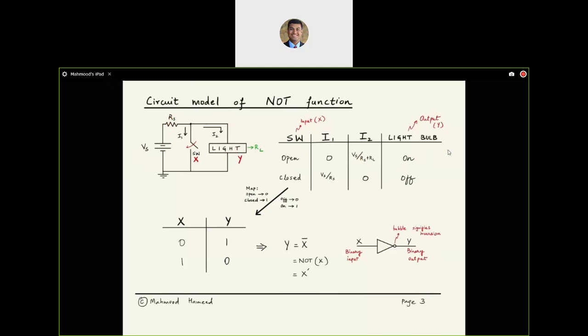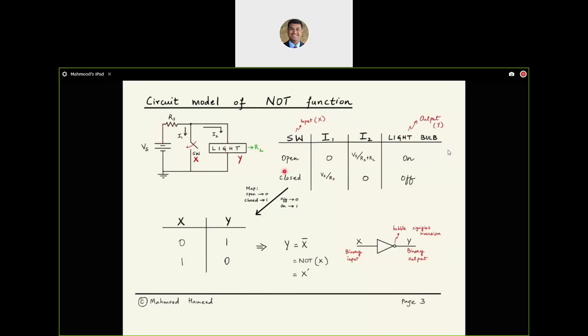Now in the other case, when the switch is closed, my circuit diagram is essentially going to be Vs, Rs, and the switch. The light bulb is not going to get any current because we have a path of least resistance over here. So Is is going to be Vs divided by Rs. However, I2 is going to be 0 because no current will pass through the light in this case, and the light bulb hence will be off.